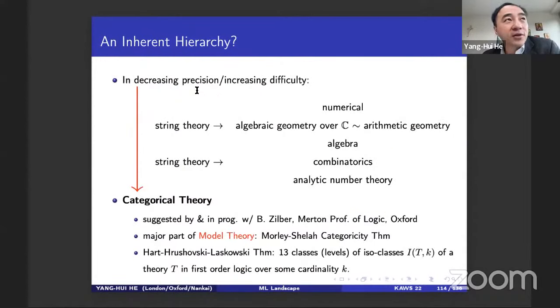And in addition, which is an extra, how much a machine learning algorithm struggles is indicative of an inherent hierarchy of mathematics. The simplest thing you can do is numerical analysis. The next one is algebraic geometry over the complex numbers, and surprisingly, arithmetic geometry. Luckily, string theory is somewhere over here. And the next level is algebra, and then combinatorics. So string theory is somewhere in between here. String theory problems tend to lie in here.